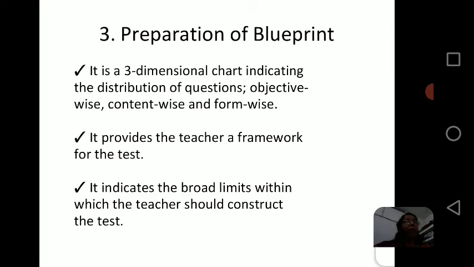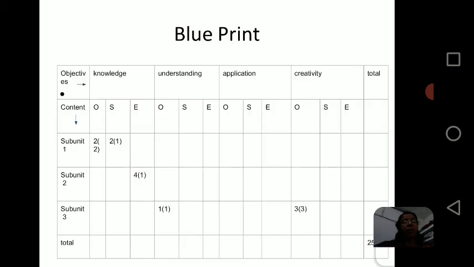We have prepared a design. We have to be within this design while preparing the blueprint or while constructing the achievement test. Let us see the table. This is the blueprint table. It is a 3-dimensional chart. The dimensions are objectives in rows: knowledge, understanding, application and creativity. And the content downwards: subunit 1, subunit 2, subunit 3.